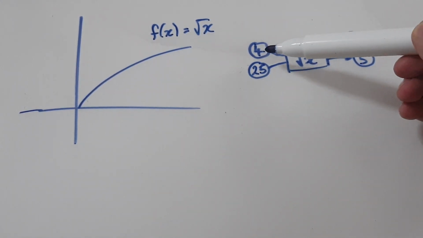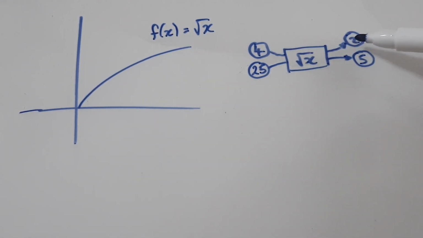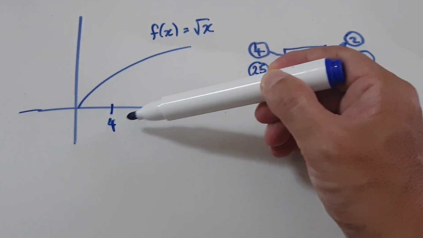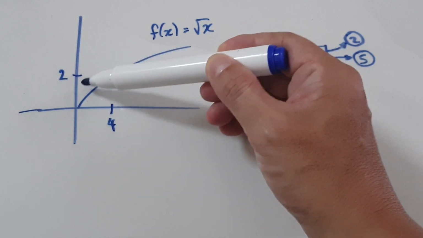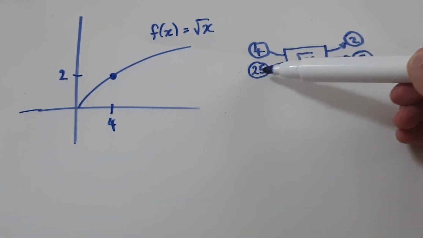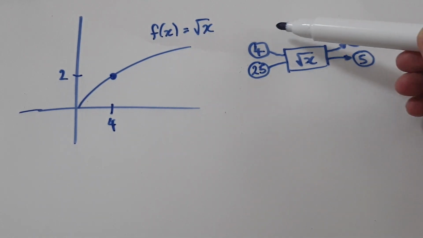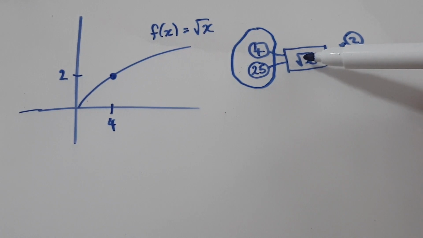So for example, when you put 4 into this machine, it will square root it and spit out the number 2. So when you input the 4 into the machine, it will spit out a 2. So this is 2, not to scale. And then if you put a 25 in here, it will square root it to spit out the number 5. So domain is what you can put into the machine without the machine breaking down.